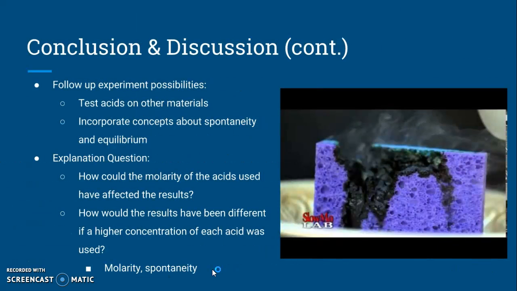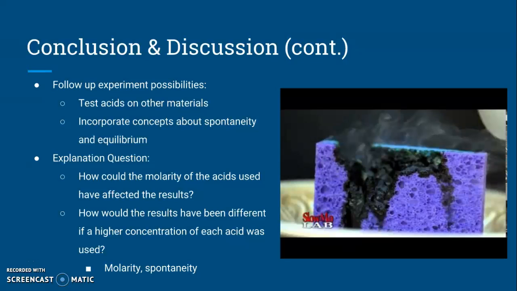As a follow-up experiment, we could test the acids on other substances such as organic matter, fruits or leaves, or other synthetic materials such as styrofoam and plastic utensils to see if the sulfuric acid would still be the strongest acid out of the 4 we tested. With our experiment, we only tested them on one metal, so we only know the results for the one metal.